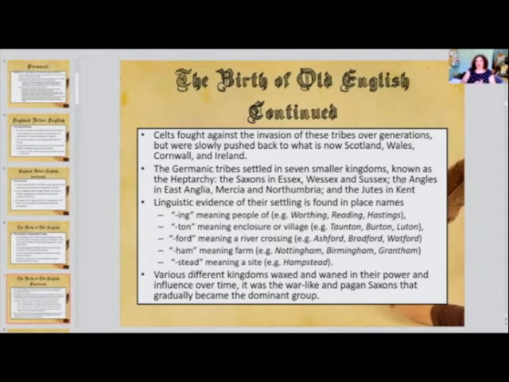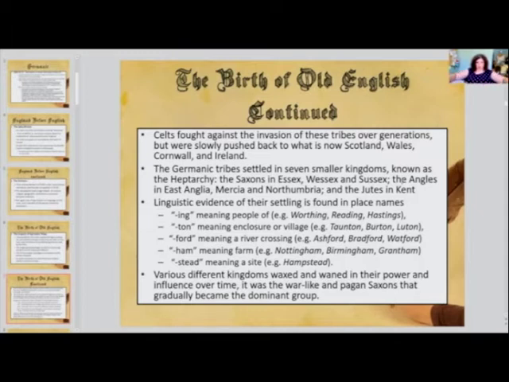English hasn't even been born. I promise we will move as fast as I can through all this. It's quite a bit. Right, so the Celts fought against the invasion of these tribes, just like they fought against the Romans, but they were slowly pushed back into what is now Scotland, Wales, Cornwall, and Ireland.